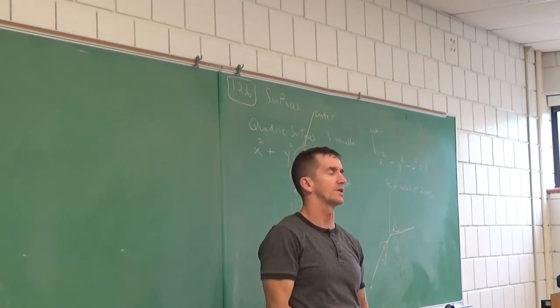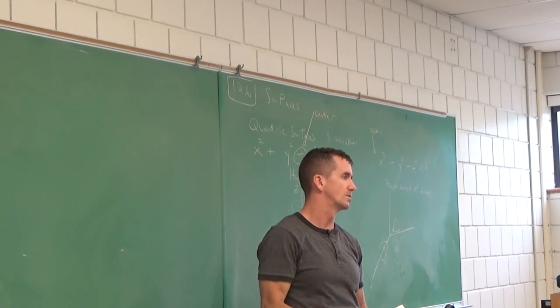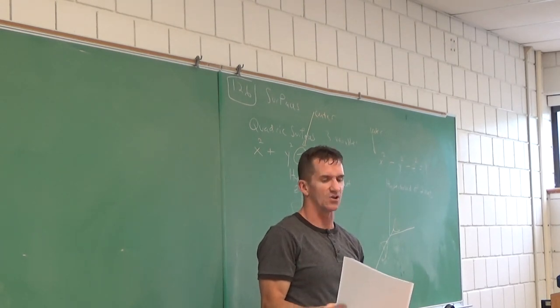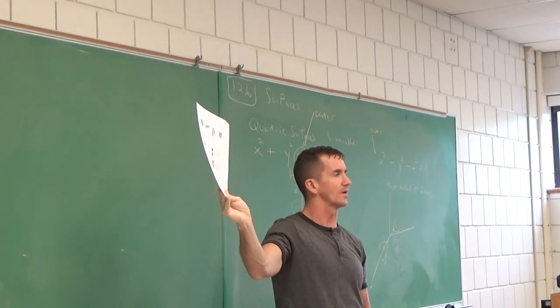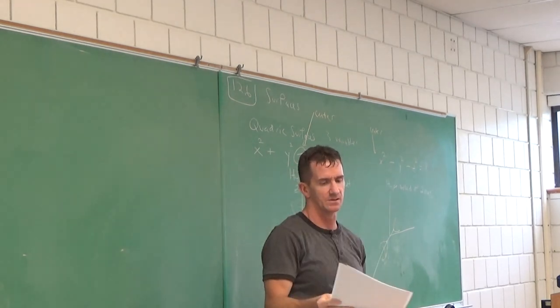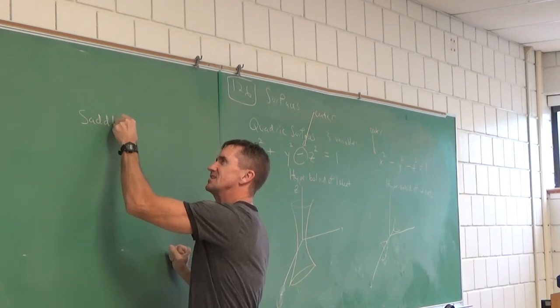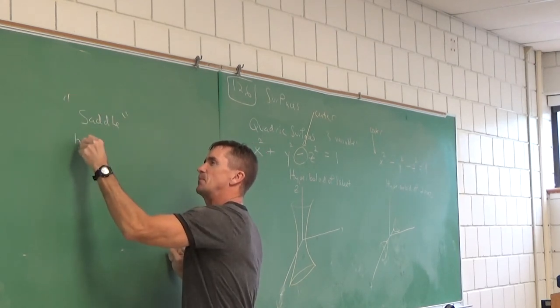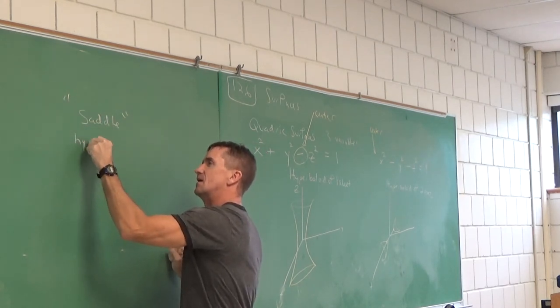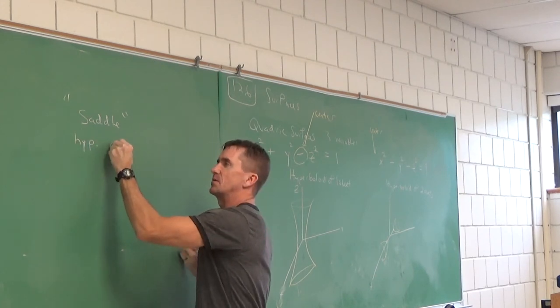Hey, there's one last one that I never, ever make you draw, because I hate drawing it too. I think it's the hardest one to draw. Look in the lower left corner of this sheet. What's it called? It's like a saddle, everyone. It looks like a saddle. What is that thing? A hyperbolic paraboloid. I'll just put hyperbolic and then paraboloid.